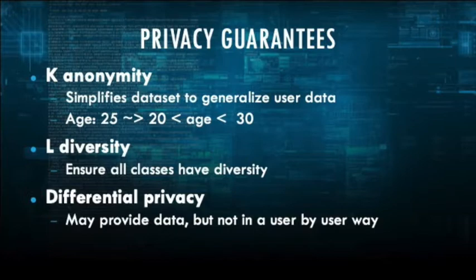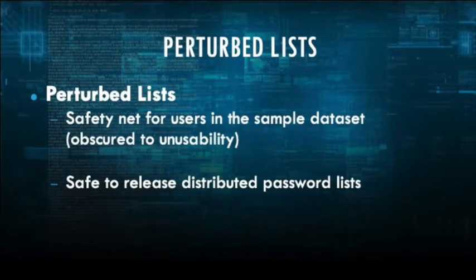This anonymity can be applied to a frequency password list and is called a perturbed list. It is a safety net for users in the sample data set in order to obscure data information of the user so that it is no longer usable by adversaries who would use that to perhaps glean information which would allow them to compromise their account. It thus makes it safe to release the distributed list.